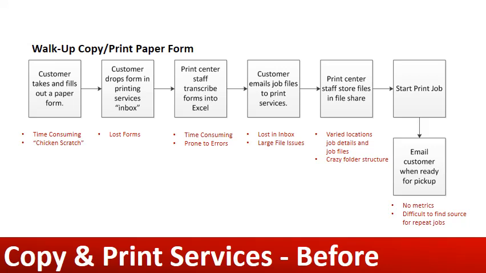And the customer is emailing the jobs to print services. Again, they're sending something in an email, and then the staff were taking those files and putting them out into a file share. So now you've got duplication of the file: the file in the email, and the file out in the file share. And it was a crazy folder structure. It was difficult for them to find things. They had a large file issue. They couldn't email large files. It was pretty messy.